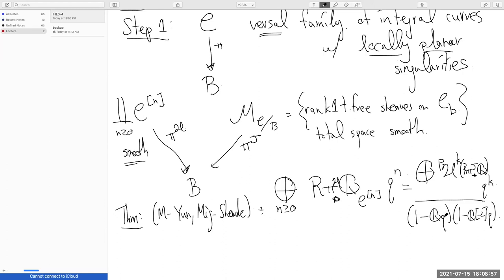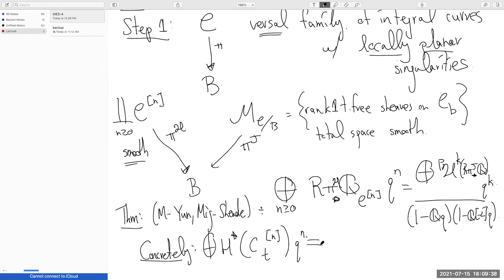So what does this mean on the right? What I really mean is that this thing in the denominator I can expand out as a generating series. I can do both of them. And then for any given power of q, there are only going to be finitely many terms like this that show up. So concretely, it's saying that the cohomology on the left-hand side of one of these singular curves, taking its Hilbert scheme of points and summing over n, is basically determined on the right-hand side by the perverse filtration of the cohomology of the compactified Jacobian.